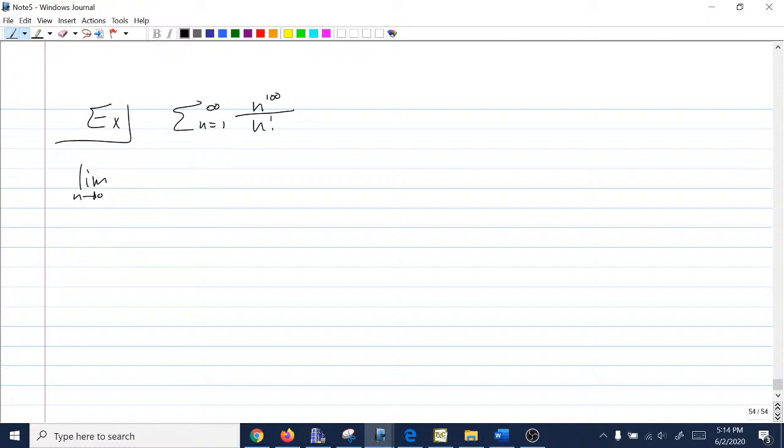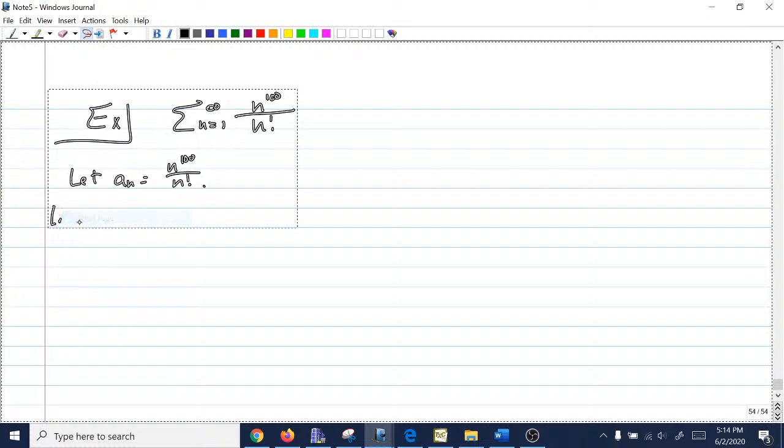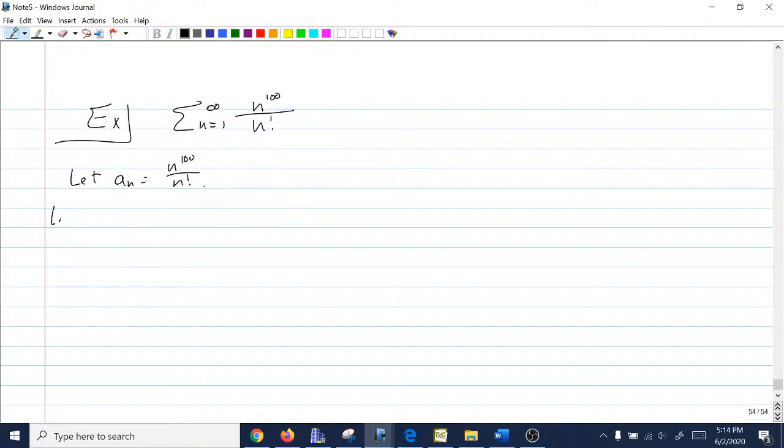Limit as n goes to infinity of... I guess I should give that a name. Let a_n be the name for n to the 100 over n factorial. The reason I'm giving a name to this is I want to make it clear that in the ratio test I do a_(n+1) over a_n.